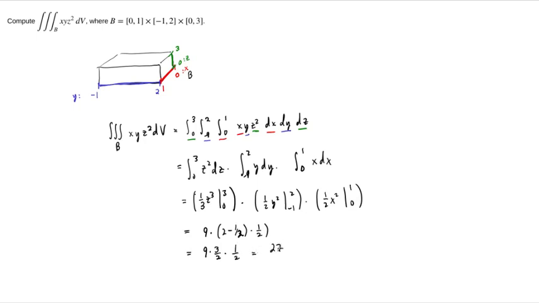So this is 27/4. And so a triple integral over a rectangular prism or a box region, especially when the integrand is a product of functions of x, y, z, can just be broken up and treated like three integrals in the Calc 1 sense.